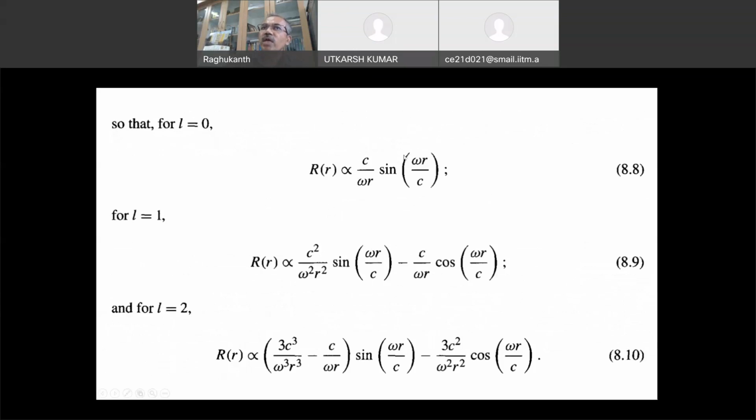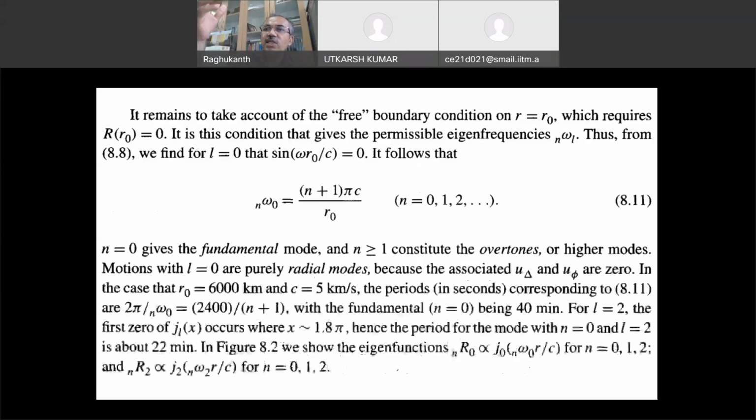When L is equal to 0, it is very simple: sine of omega R naught by C is equal to 0. But when L is equal to 2, you will have complicated terms because of the Hankel functions and others. So you have to do it numerically, to find where it comes to 0. The first zero of this spherical Hankel function comes at 1.8, for N is equal to 0, L is equal to 2. It turns out to be 22 minutes basically.